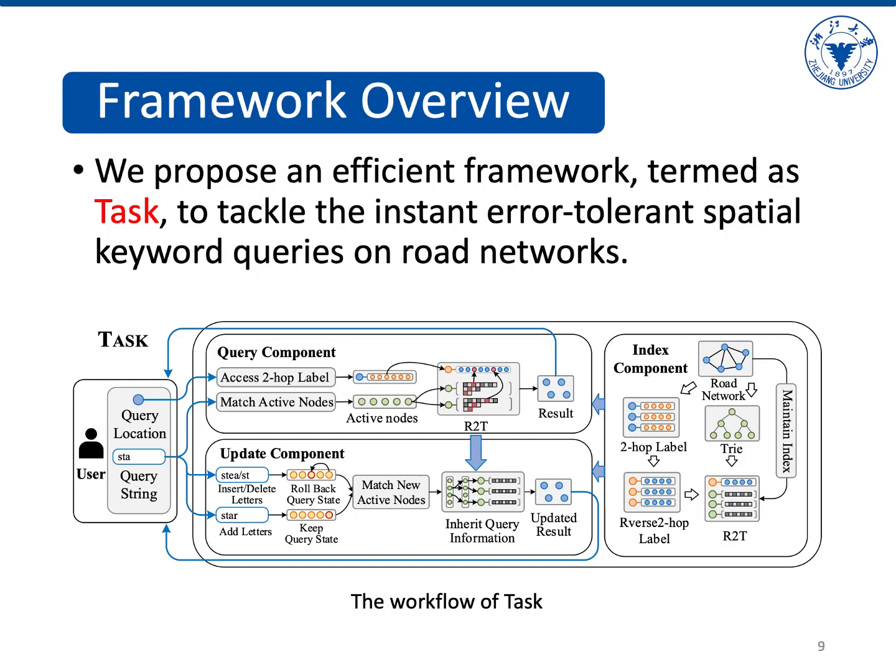TASK consists of an index component, a query component, and an update component. The index component is responsible for constructing the R2T index for the road network, and maintaining R2T when the road network changes. TASK uses the query component to return results to the user. Whenever the user makes a change to the query string, TASK calls the update component, which employs the information of previous query processing to quickly update the results for the user. The user proceeds to type in the query string until the desirable results are found.